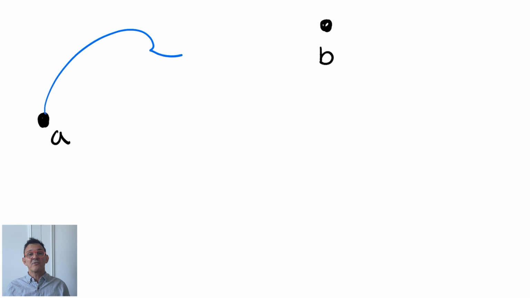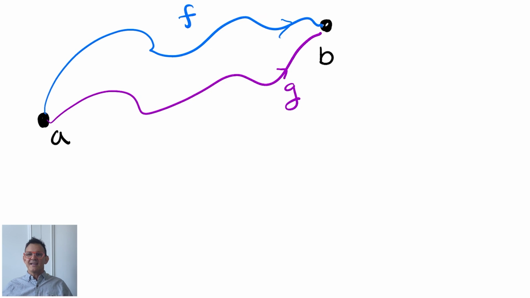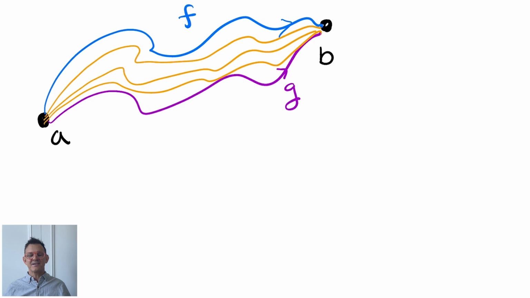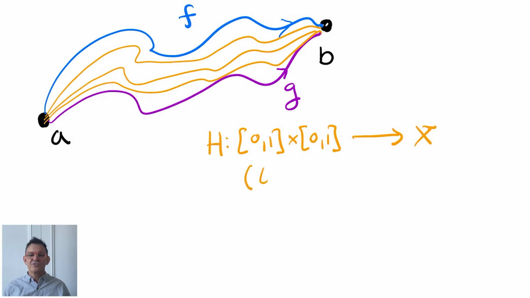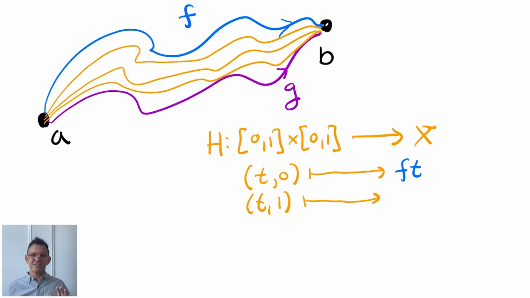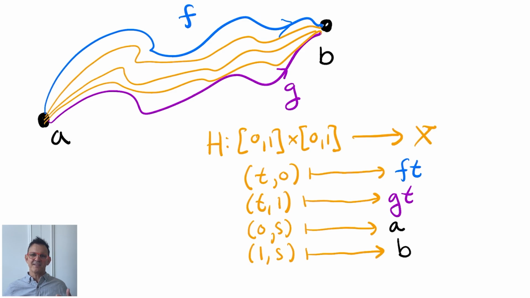If f and g are paths from A to B, then a homotopy from f to g is a homotopy between the functions f and g that fixes the endpoints. That is, it's a map H from the interval across the interval so that H(t,0) maps to f(t), H(t,1) maps to g(t). That's what it means to be a homotopy from f to g. And in addition, for all homotopy parameters s, H(0,s) maps to A and H(1,s) maps to the endpoint B.